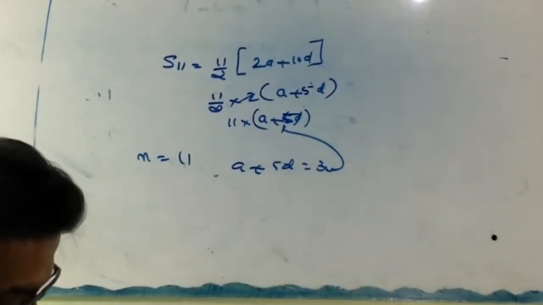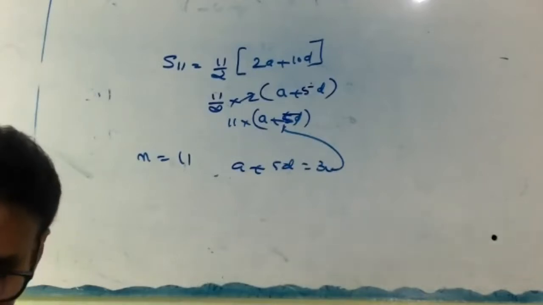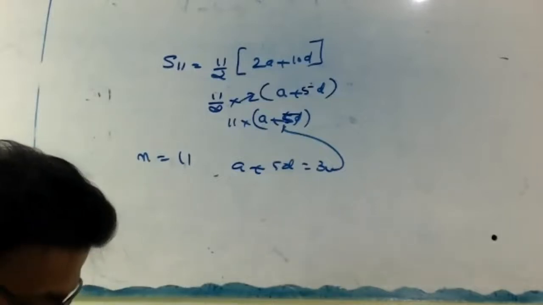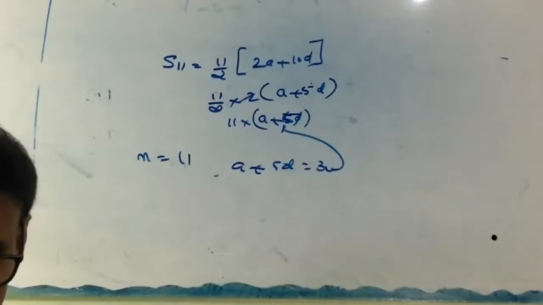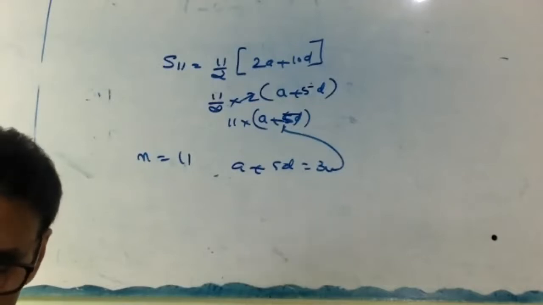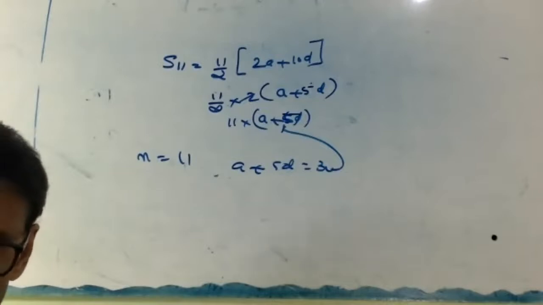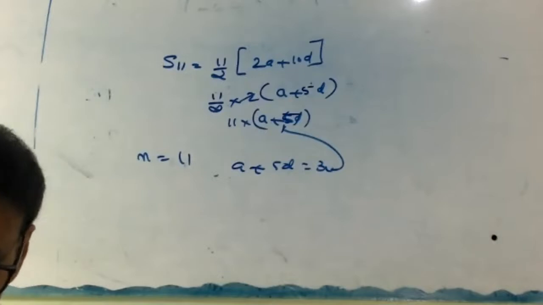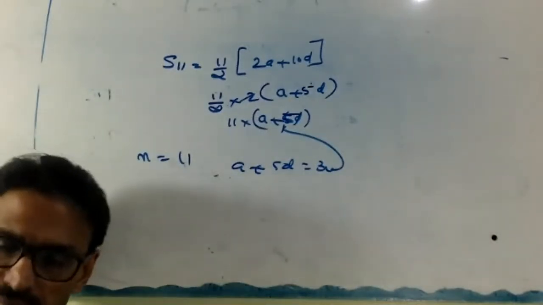Okay, next question. The sum of third and seventh term of an AP is 6. The sum of third and seventh, A3 plus A7 equal to 6. And their product, A3 into A7 equal to 8. Find the sum of first 16 terms.